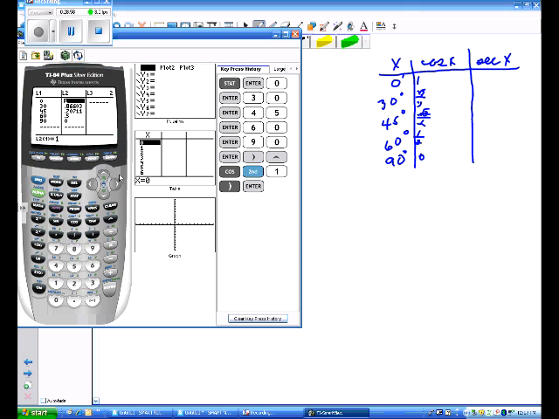So now we want to go to our third column. We want to go up to the top, and we want that to be the reciprocal. So we're going to say it's the cosine of L1.